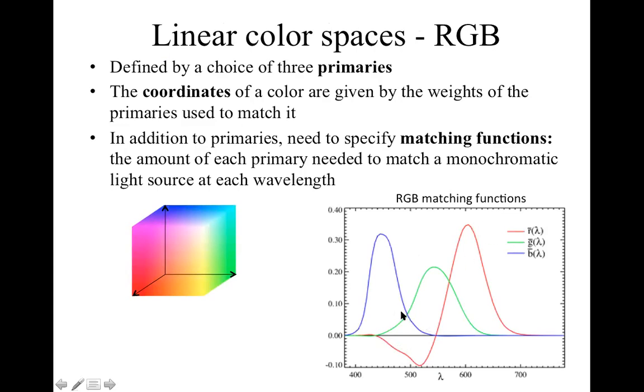So if you want to match colors from this region, you need to subtract red, which is problematic, and this is one reason for which we also have other color spaces.